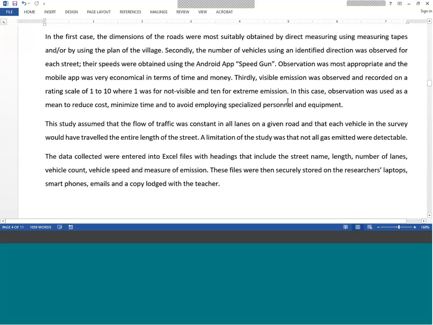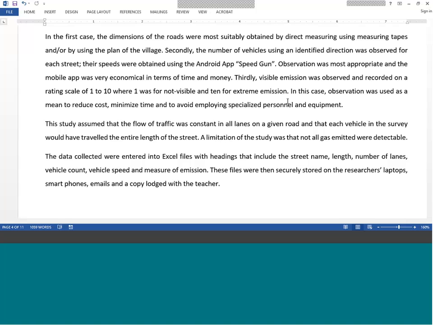So in the first case, the dimensions of the road were most typically obtained by direct measuring, using measuring tapes and/or by using the plan of the village or the map of the village. Secondly, the number of vehicles using an identified direction was observed for each street. The speeds were obtained using the Android app, SpeedGun. Observation was both appropriate, and the mobile app was very economical in terms of time as well as money.